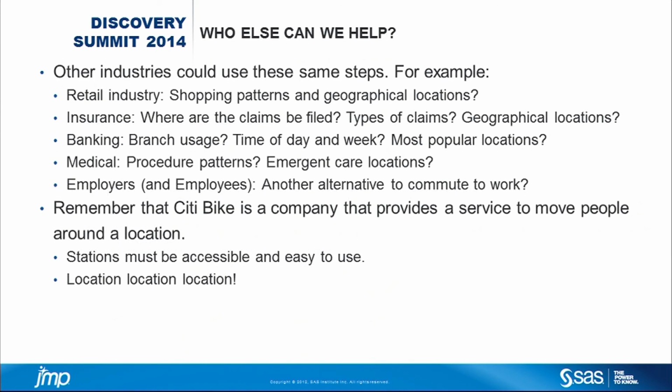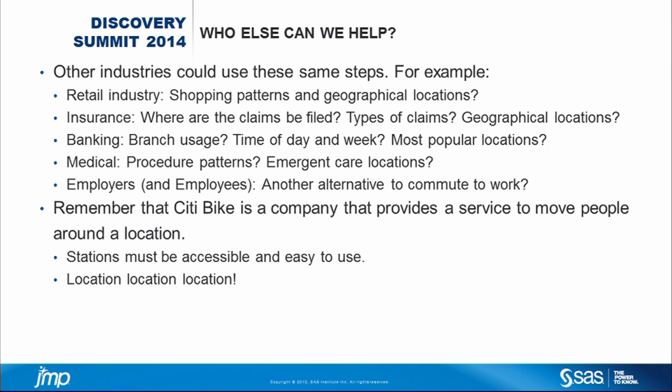And as Matt alluded to, other industries that could use these same steps are the retail industries, insurance, banking. Where's the branch usage? What's the time of day? What are the popular locations? Insurance, where are the claims being filed? Types of claims, geographical. If we had weather, we could layer weather on top. And then, of course, employees. Are there alternate ways to commute to work?